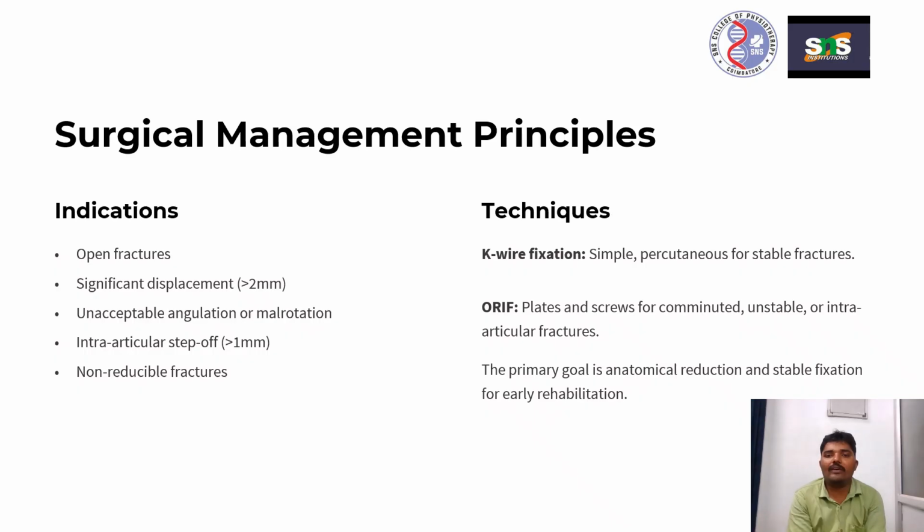Then the techniques: K-wire fixation, mainly simple percutaneous fixation for stable fractures. Then open reduction internal fixation, mainly with plates and screws for comminuted, displaced, or intra-articular fractures. The primary goal is anatomical reduction and stable fixation for early rehabilitation.